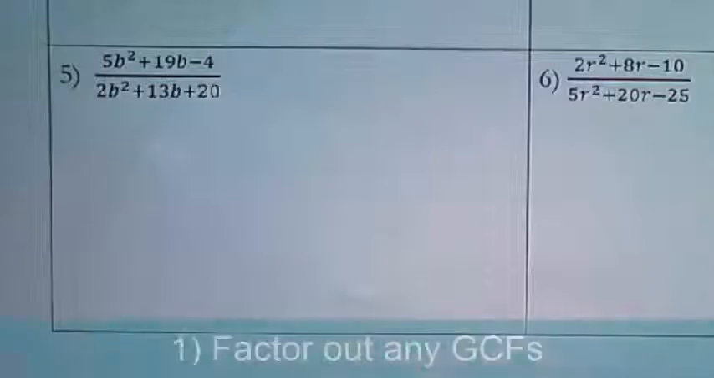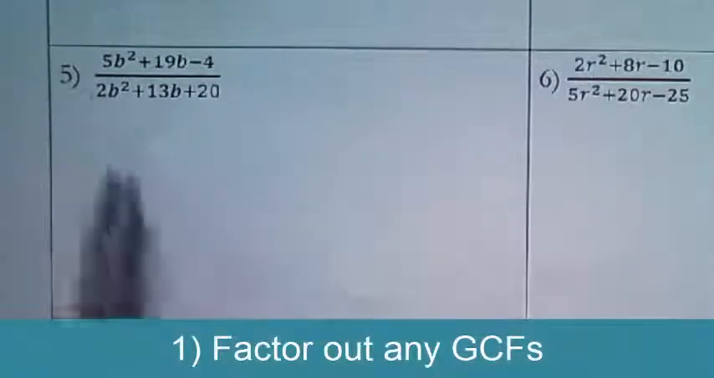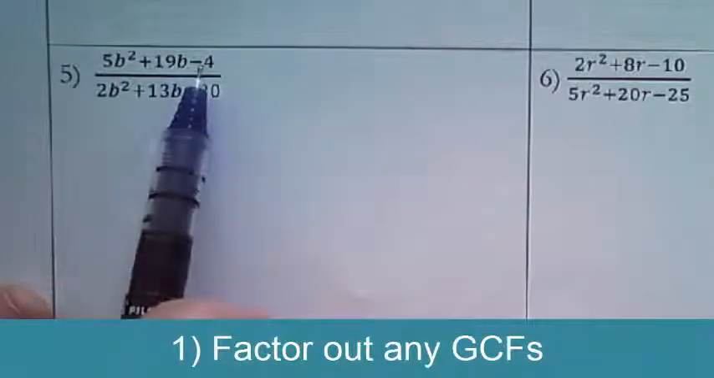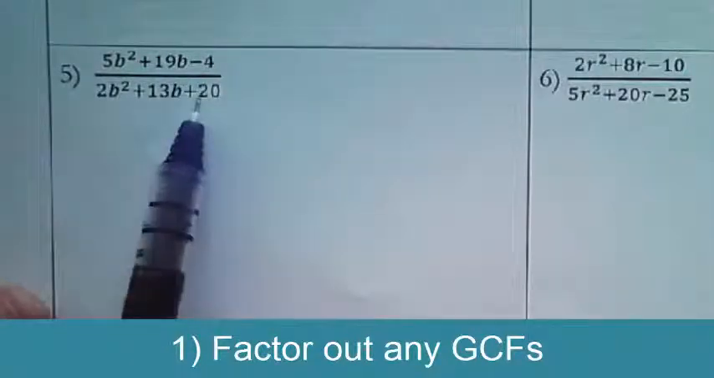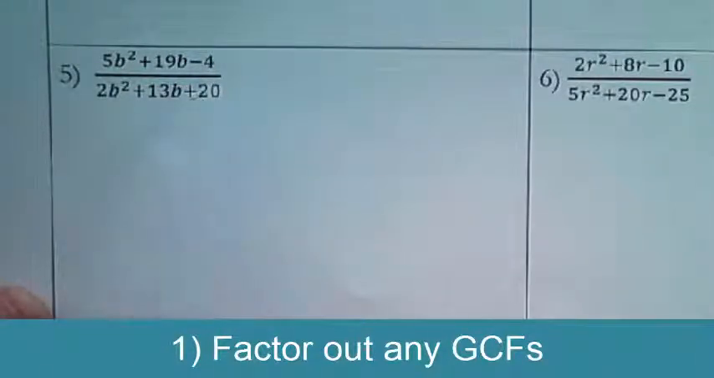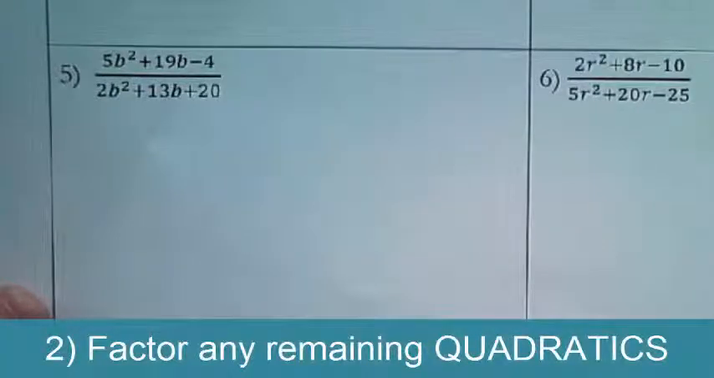Our first step is going to be to look for any greatest common factors. Well, I've got 5, 19, and 4, no greatest common factor there. 2, 13, and 20, no greatest common factor there. So there's nothing I can factor out. Next, we're going to factor any quadratics.